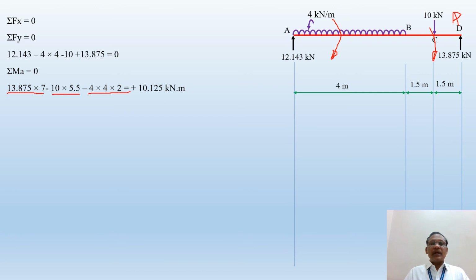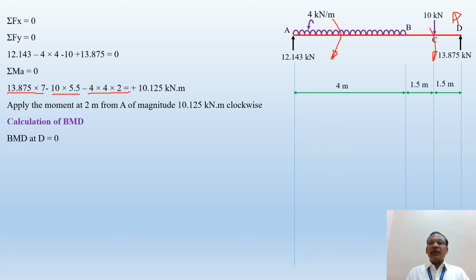So the sign is negative, so you'll get the positive value 10.125 kilonewton meter. So this bending moment at the edge is not equal to 0. That means the beam is subjected to a couple. Now, in the statement of the problem, it is mentioned that a couple is acting, and now we know the magnitude of the couple, that is 10.125, and it is acting 2 meter from A. So this couple, you show on this diagram.